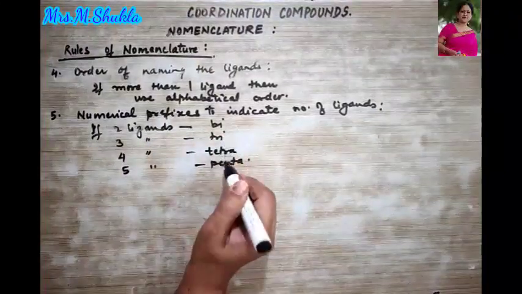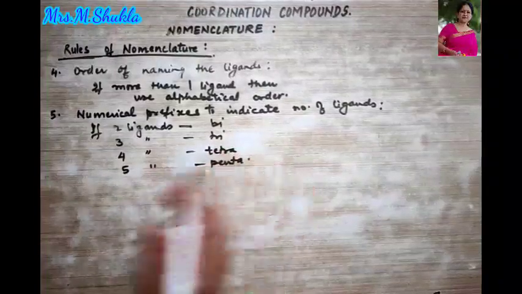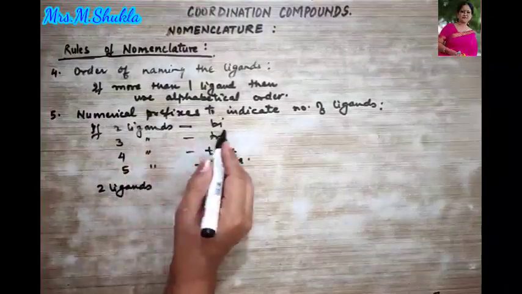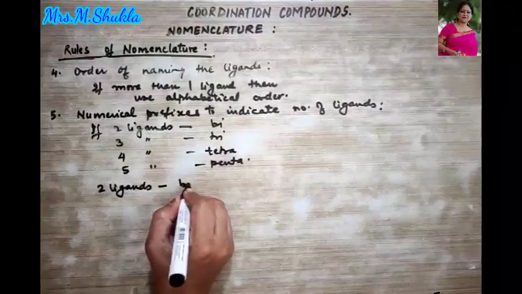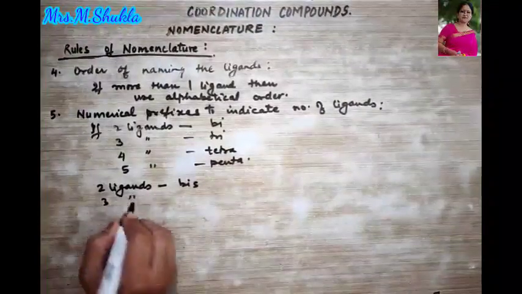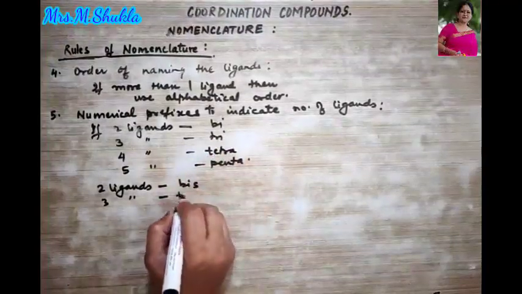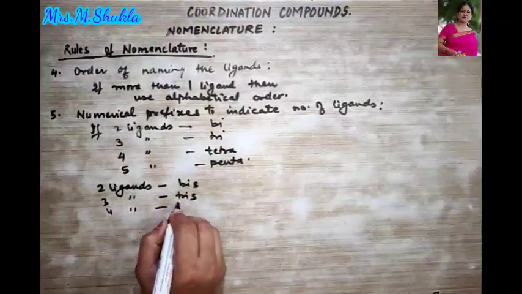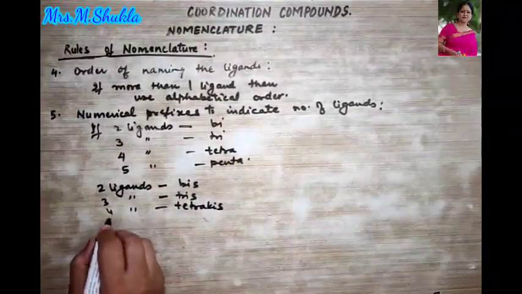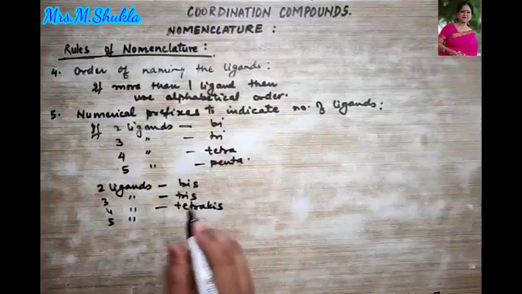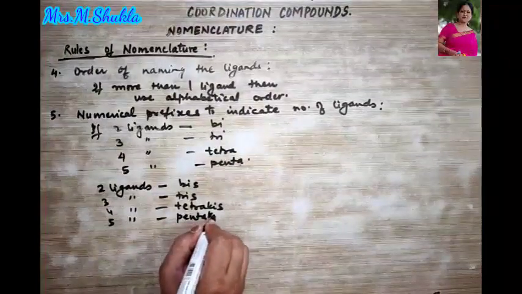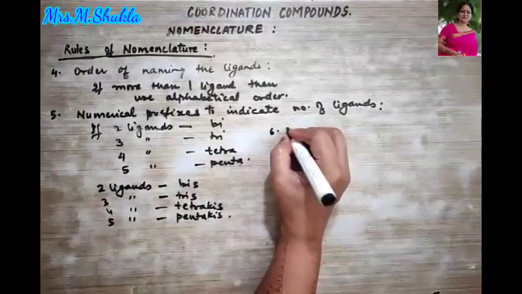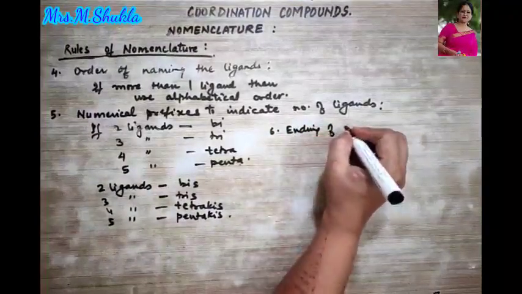But if the ligand name already has these words di, tri, tetra and penta, then in that case what are you going to do? If there are two ligands, and the name already has di written in it, then we use the word bis. If there are three ligands and tri is already used there, then we use tris. If there are four ligands and tetra is already used, then we use tetrakis. And if there are five ligands with penta already used there, then we use pentakis, and so on.